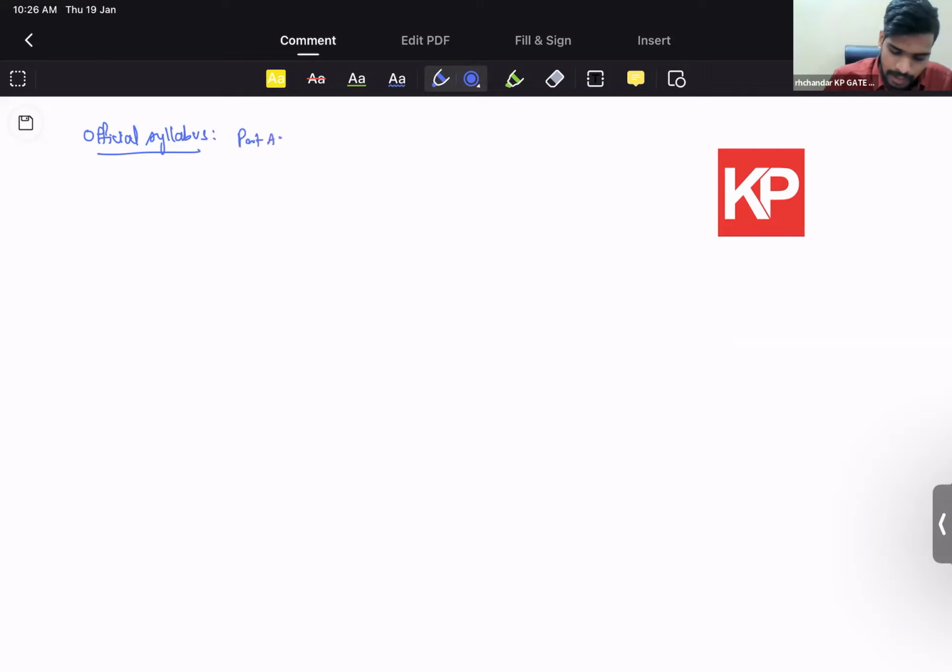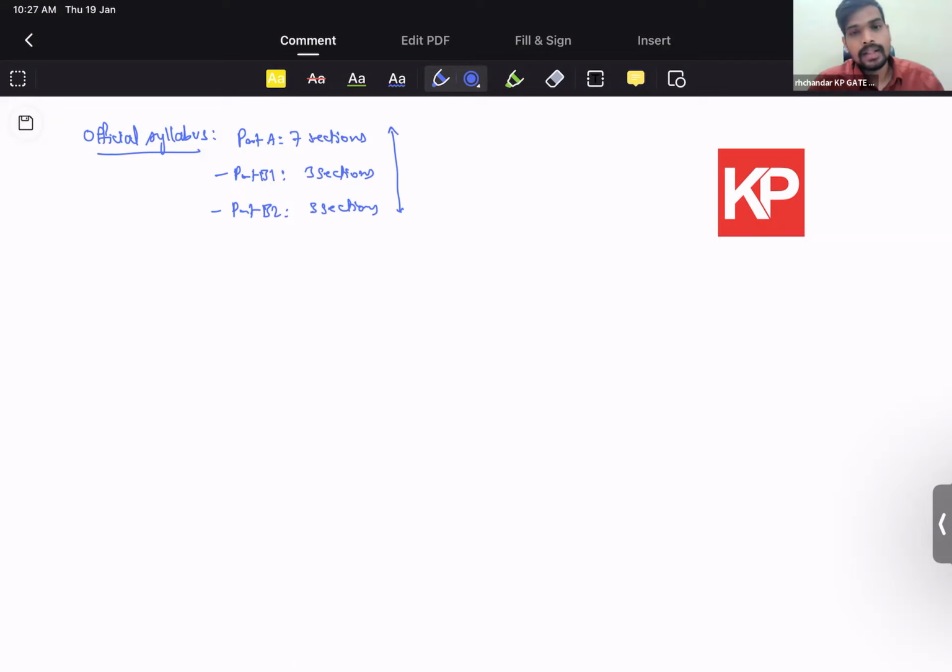So in the official syllabus, in part A, there are 7 sections mentioned. In part B1, there are 3 sections mentioned. And in part B2 also, there are 3 sections mentioned. You can prepare for a complete 7 plus 3 plus 3, 13 sections, because as I told you earlier too, the decision to select which part is something which you do during the examination. If you are prepared from both parts B1 and B2, you can have an area of focus, that okay, I'll focus more on B2 or I'll focus more on B1, but it is not advisable to leave out the other section completely.